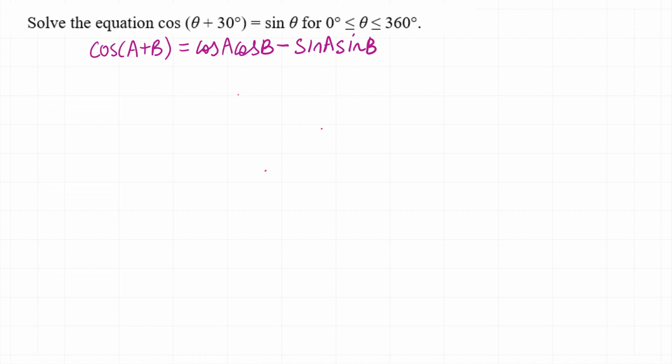Before we solve this question, let's write down the addition formulae for cosine. Cosine bracket A plus B will give you cosine A cosine B minus sine A sine B. And cosine bracket A minus B will give you cos A cos B plus sine A sine B. We're going to use the first one to simplify cosine bracket theta plus 30.